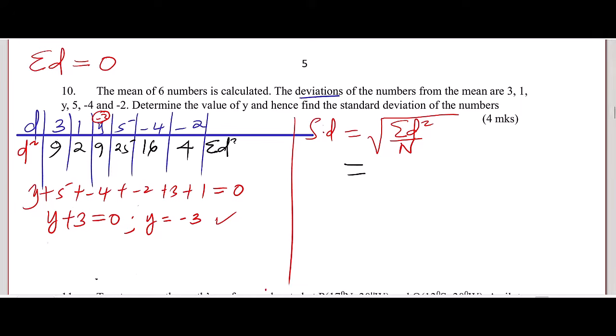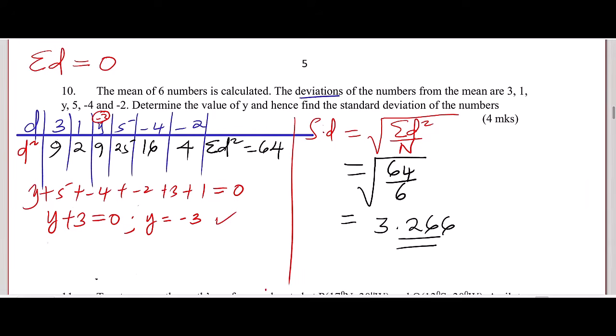Once you square the deviations, you get the sum. What is the sum of the deviations squared? You add 9 plus 1 plus 9 plus 25 plus 16 plus 4. These will give 64. So you get 64 divided by 6, since there are 6 values, and then you take the square root. So the square root of 64 divided by 6 will give 3.266. So that is how we find the value of y and the standard deviation.